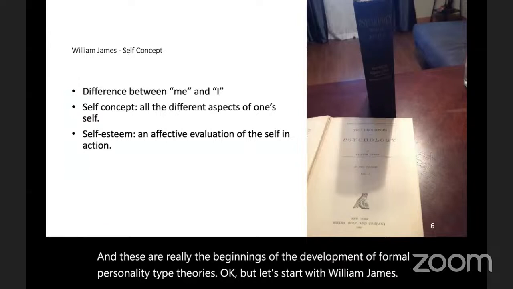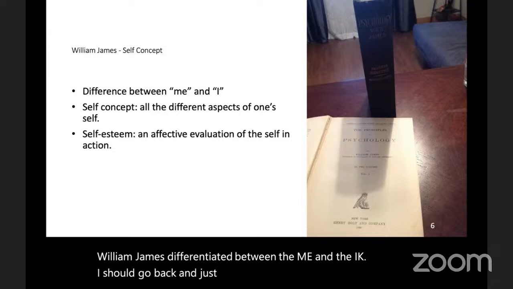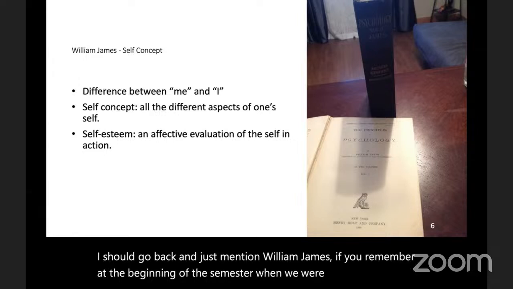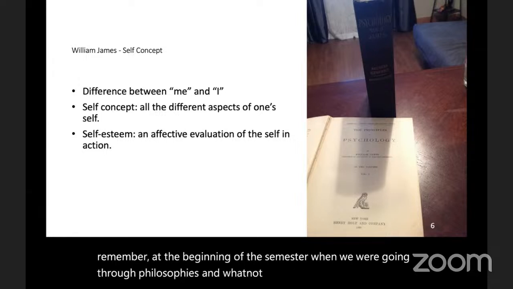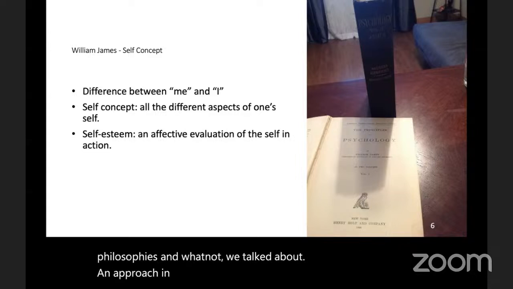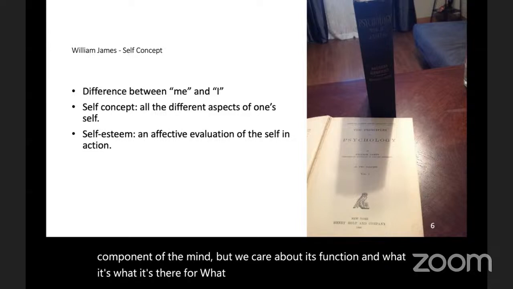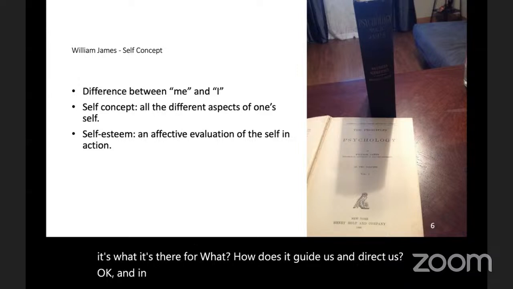William James differentiated between the me and the I. Okay. I should go back and just mention William James, if you remember at the beginning of the semester when we were going through philosophies and whatnot, we talked about an approach in psychology where we don't really care about the component of the mind, but we care about its function and what it's there for. How does it guide us and direct us? Okay. And in this, William James came up with the differentiation between the me and the I.